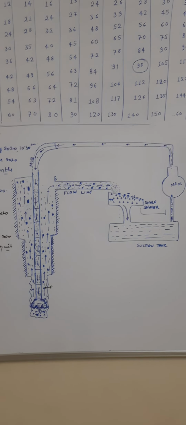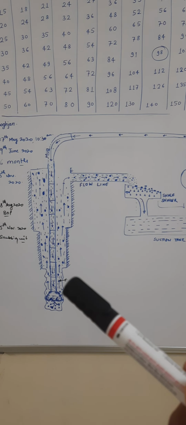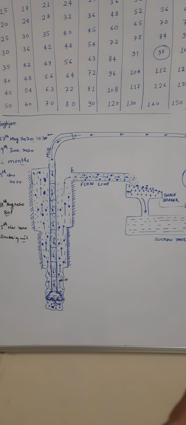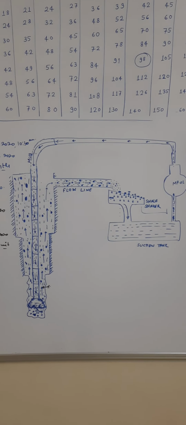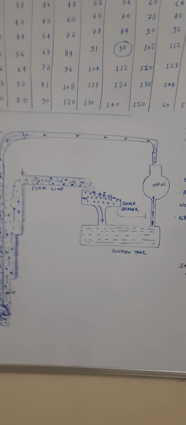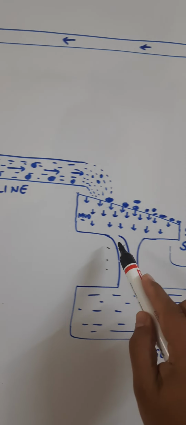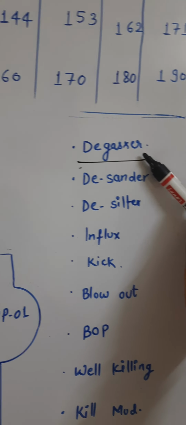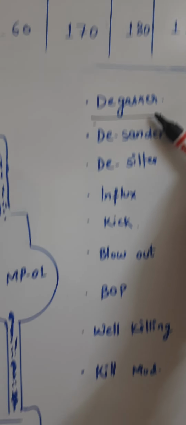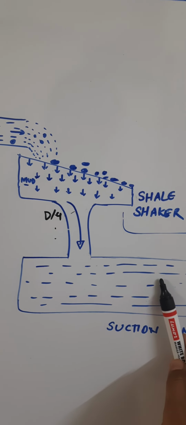It is desired to remove this. If we do not remove it, this gas will keep adding, the mud properties will keep changing, and this mud will not be useful for us. So to remove this dissolved gas from the mud, we use a degasser. This is the degasser. It removes dissolved gas and sends the remaining mud to our pits or our tanks.